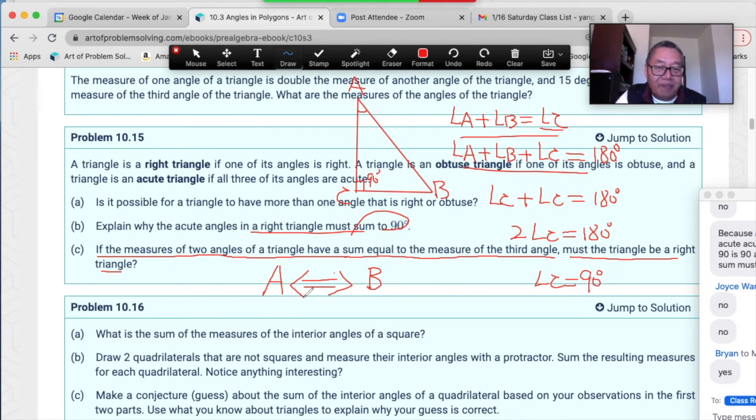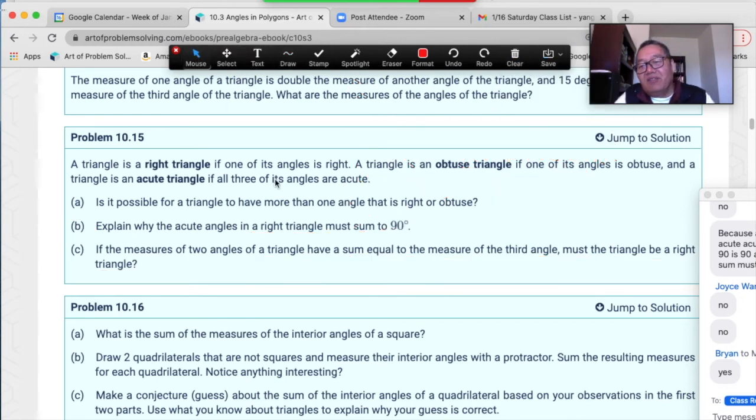Here statement A, which comes from this one, tells you in a right triangle, the sum of the two acute angles always equals 90 degrees. Then the other tells you if the sum of two angles always equals the third angle, this triangle is always a right triangle. These two statements are exactly the same. They are equivalent. This is very important. Okay.